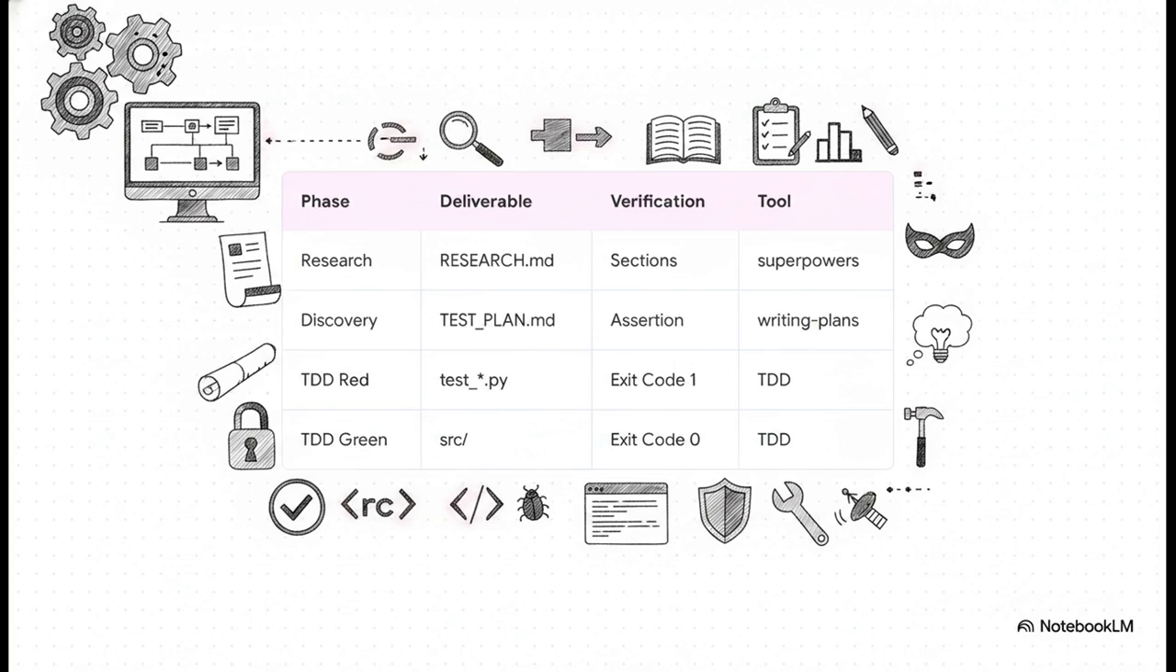In TDD Red, the AI writes a failing test. Let me repeat that. It doesn't write the app code yet. It writes a test for a single assertion using the test-driven development tool. And finally, in TDD Green, the AI writes the absolute minimum source implementation required to make that one specific test pass. This framework essentially orchestrates the AI to act like the most disciplined senior developer you've ever met in your life.